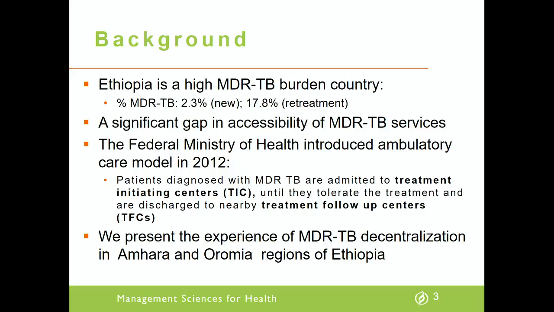In 2012, we supported the Ethiopian Ministry of Health to develop a model of care, which we call the ambulatory model of care, in which patients are temporarily admitted to a treatment initiating center if needed, and then they are transferred to the treatment follow-up centers, which are usually primary health care centers. What we are presenting here is the experience of this decentralization and how it contributed to improving service accessibility in the two big regions.